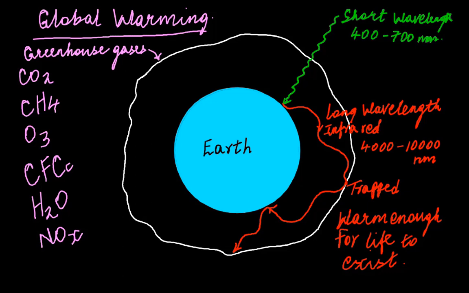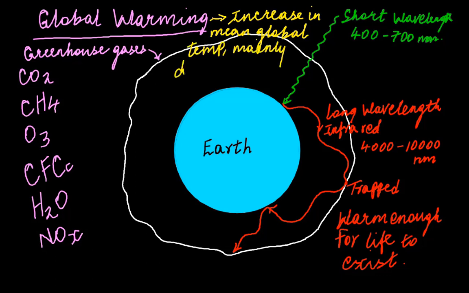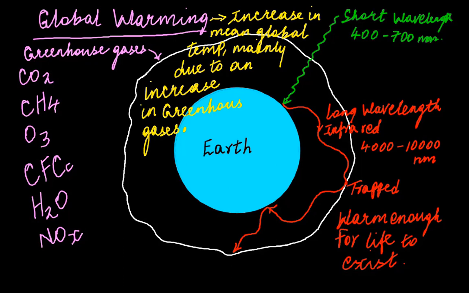But the problem is that because of an increase in the concentration of greenhouse gases, the greenhouse effect is actually becoming too much, and that is leading to global warming. So what is global warming? It is an increase in mean global temperatures, mainly due to an increase in greenhouse gases. Is that clear? So this is the cause of global warming.